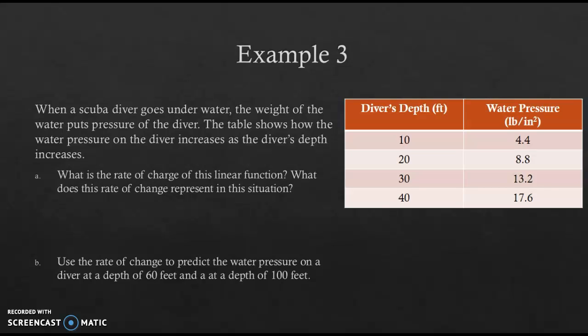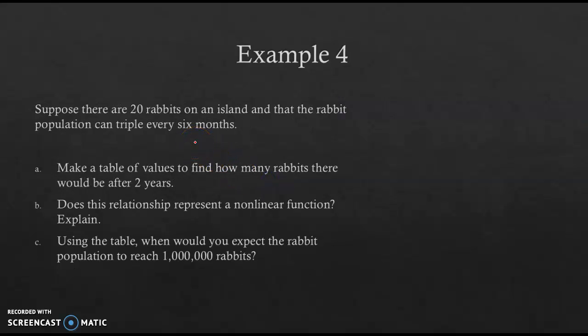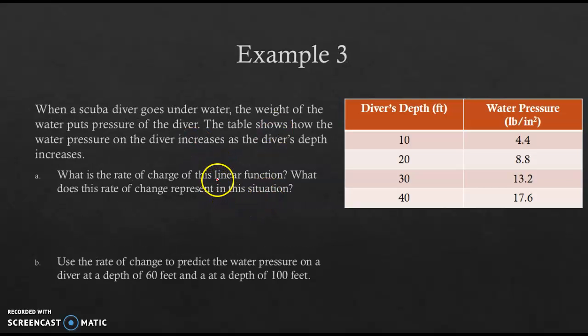So here goes. When a scuba diver goes underwater, the weight of the water puts pressure on the diver. The table shows how the water pressure on the diver increases as the diver's depth increases. So, part A, what is the rate of change for this linear function? Notice it's already telling us it's linear, so we're just looking for the rate of change. And what does this rate of change represent for the situation?